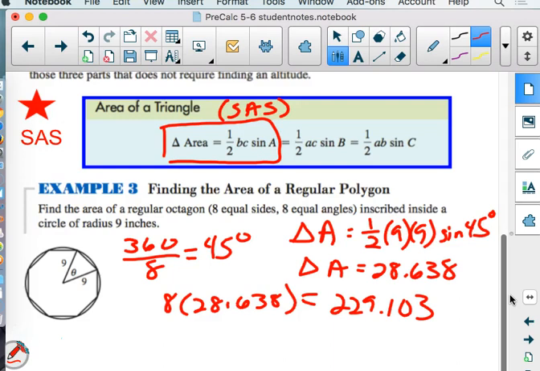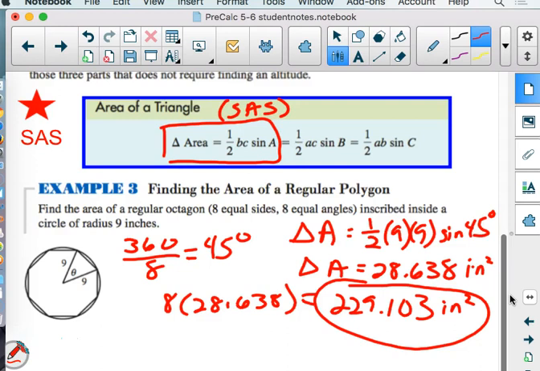And I look at it and realize, well, they had this in inches, so our little triangles were 28.638 square inches, but the area of our regular octagon is going to be 229.103 square inches. So why don't they teach you that in geometry? Because in geometry, we're trying to give you formulas that will work for everything. It's like you can cover right triangle trig in geometry because all the formulas that we have for right triangles work for every right triangle.